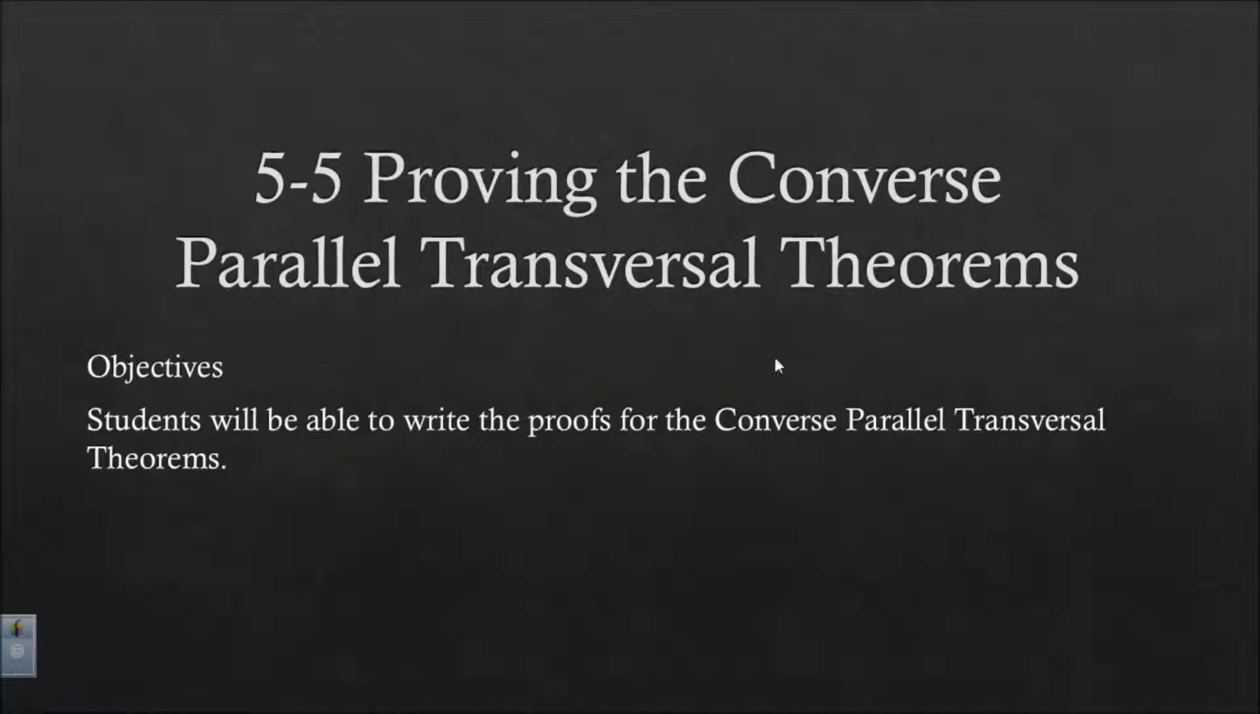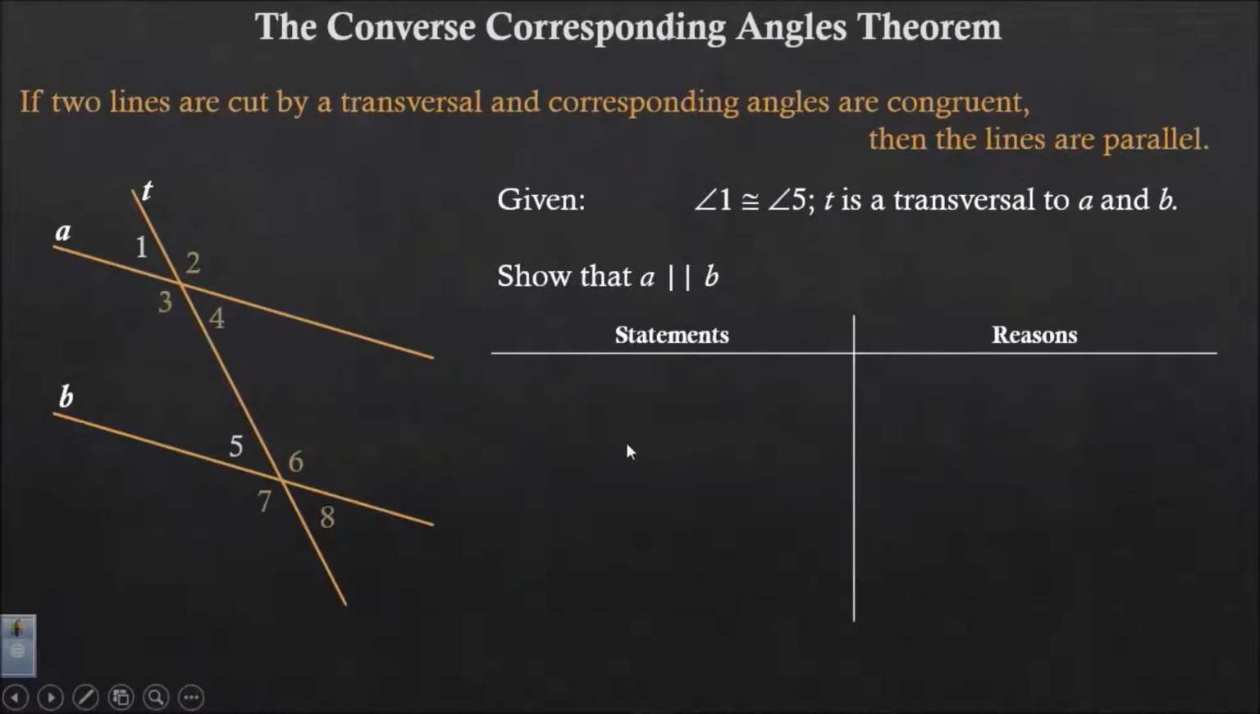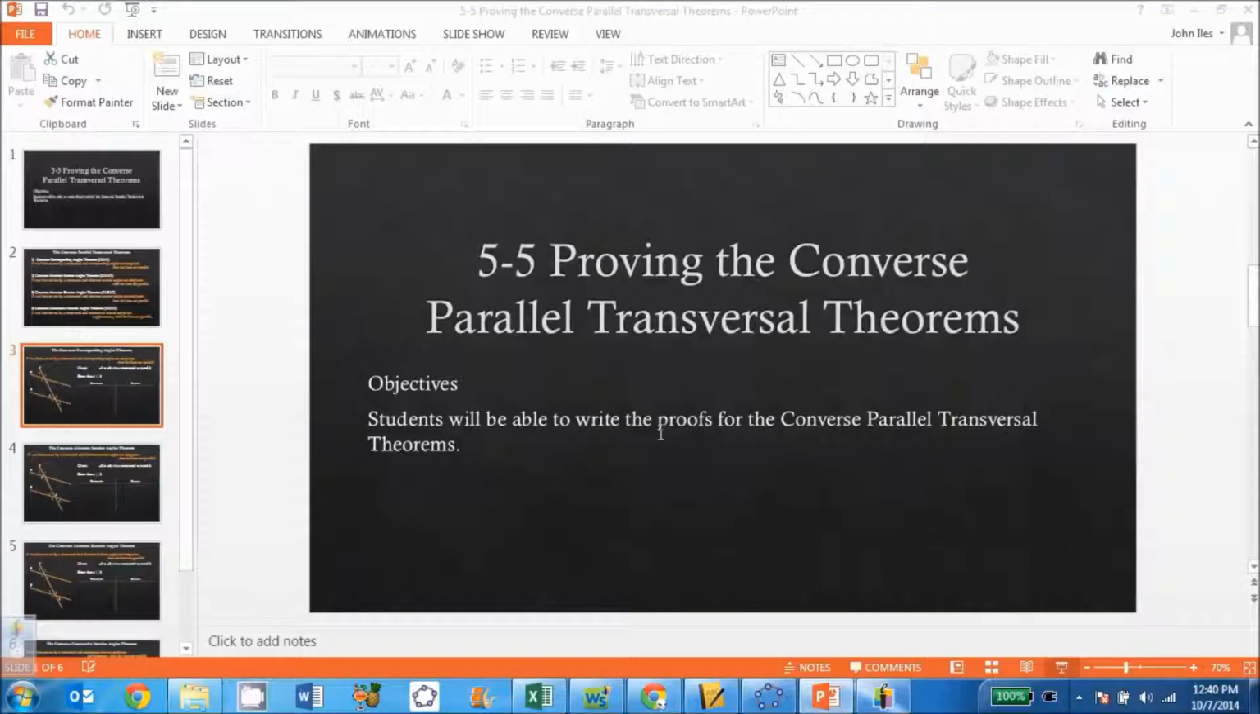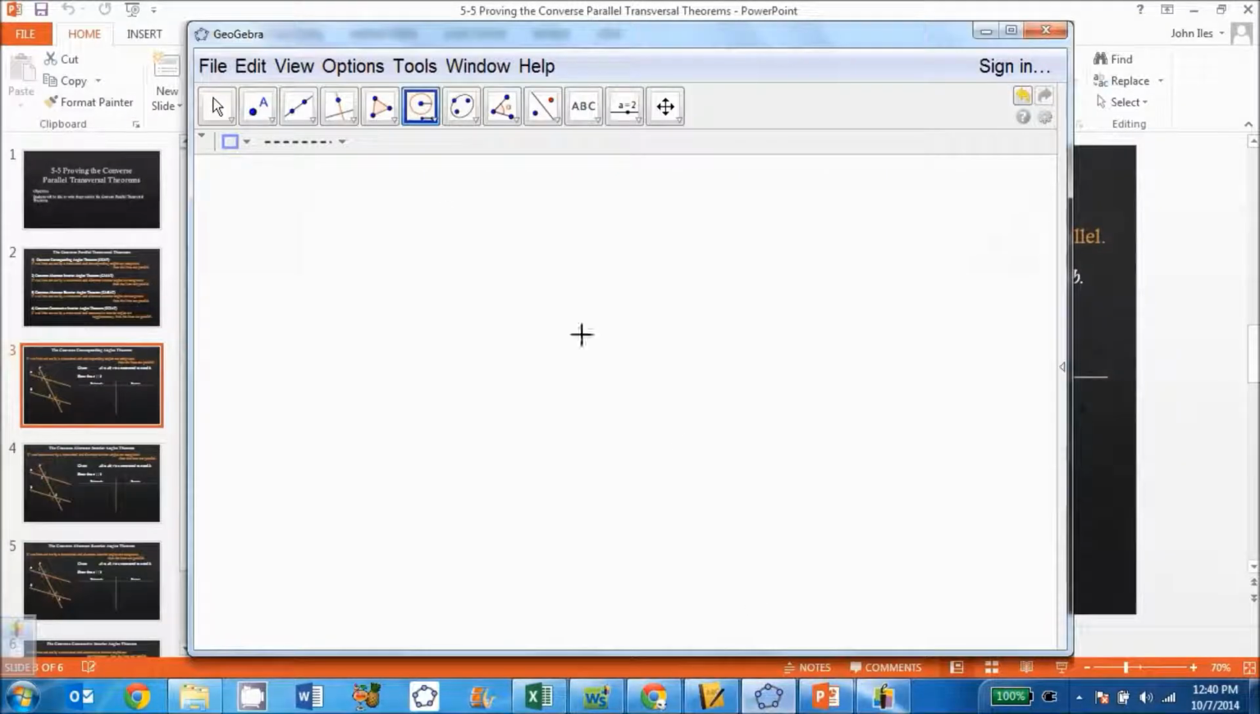parallel. In this lesson we are going to prove the latter 3, and we're going to discuss how the converse corresponding angles theorem is constructed. So let's do that first. Here we have the converse corresponding angles theorem. What we want to do is, first of all, this is actually called a postulate. We're calling it a theorem for consistency in class, but it's actually a postulate because we don't prove it. Instead, we're going to build a drawing to show that it's true.